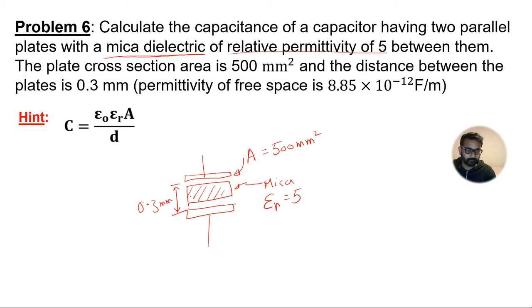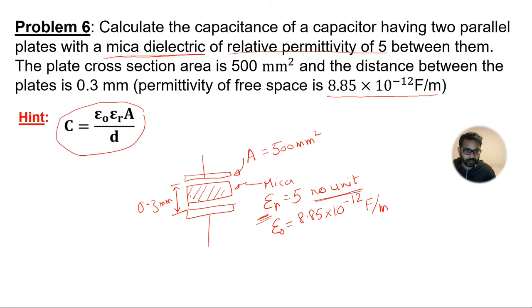Now the permittivity of free space is 8.85 multiplied by 10 to the power minus 12. So epsilon naught is 8.85 multiplied by 10 to the power minus 12 farads per meter. Epsilon r has no units. Okay. Now it is a relative value, so therefore it doesn't have any units. Now in this formula we have all the values from the question, right? The only thing is to consider the units. Area is given in millimeters square, distance is again given in millimeters, but epsilon naught is in farads per meter, so we will have to convert the units. So let's look at the solution of this question.